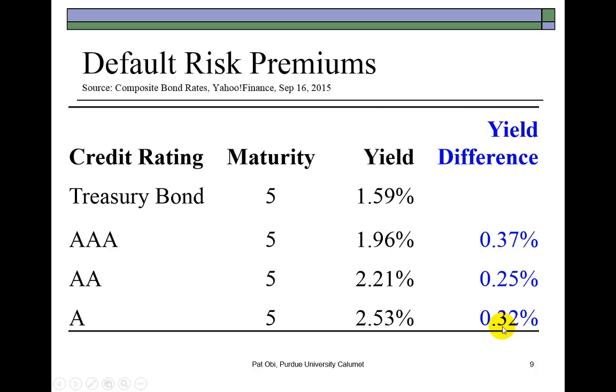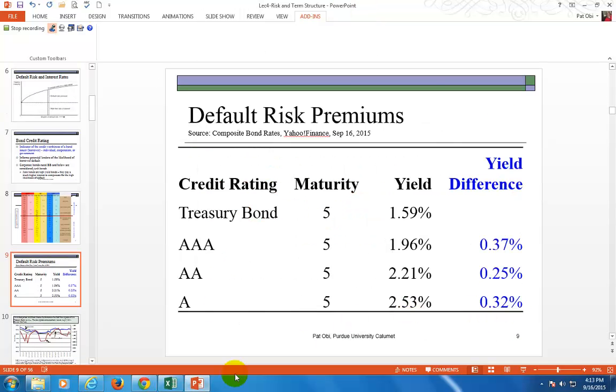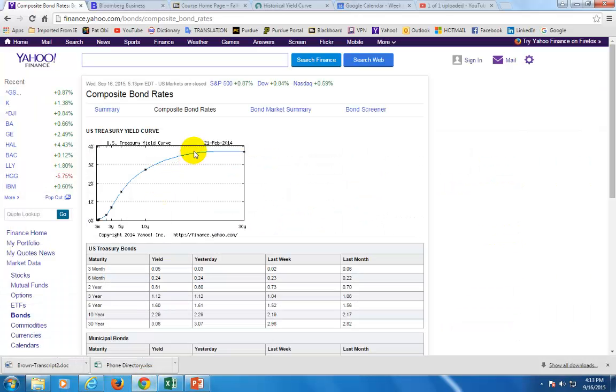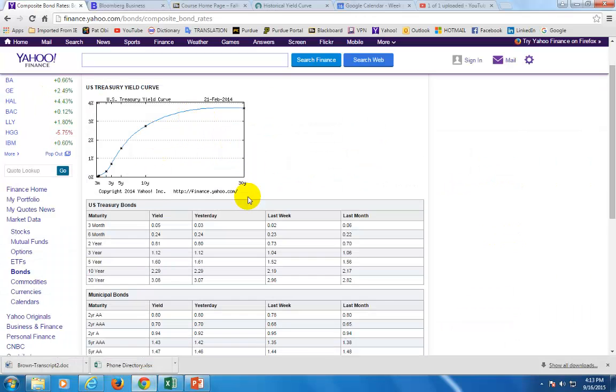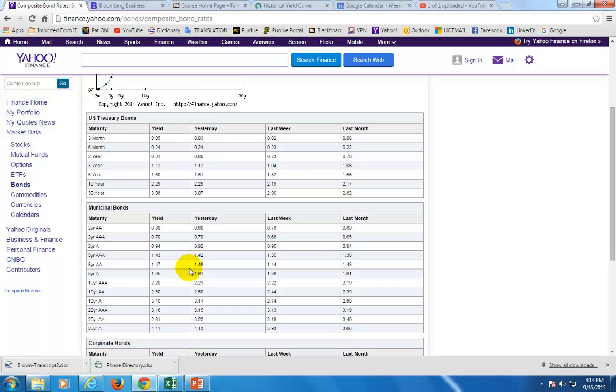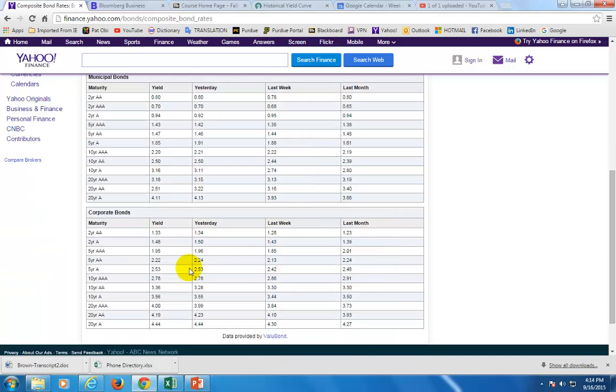So for you to see how that works, let's go here. Yahoo Finance is a good site to go, and here we have treasury bonds, their maturities and their yields. But again, remember, we're looking at risk differences. So let's look at these.